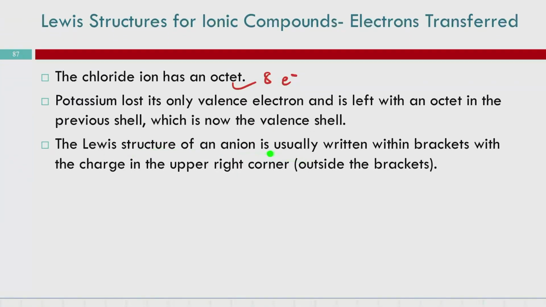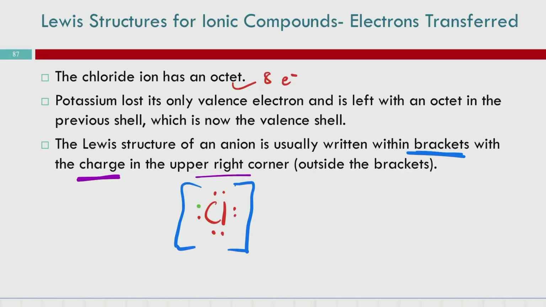And then we write the Lewis structure of the anion with brackets and the charge in the upper right-hand corner. I think I did red. So that would look like this. The brackets, showing them here in blue, and the charge in the upper right-hand corner. In this case, just a minus, indicating a 1 negative charge. If it was 2 or 3, then we would write 2 or 3 negative.